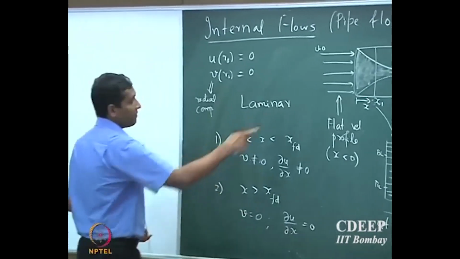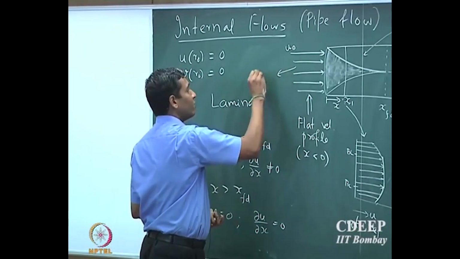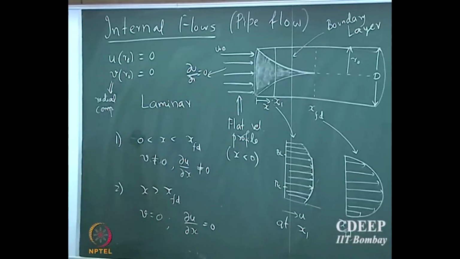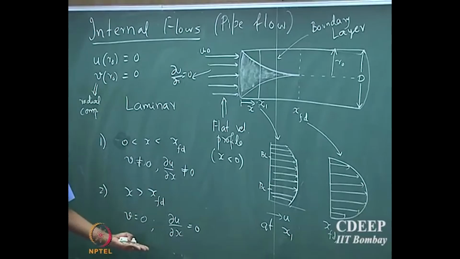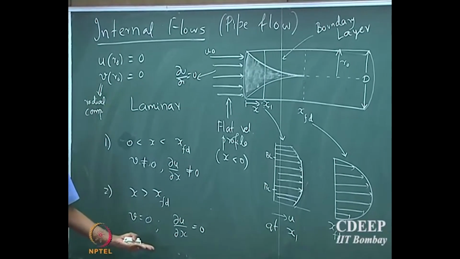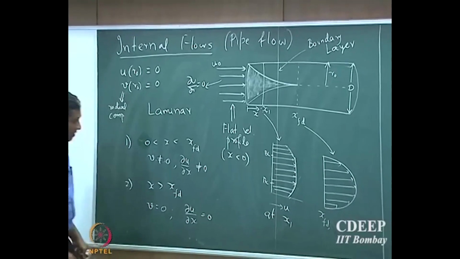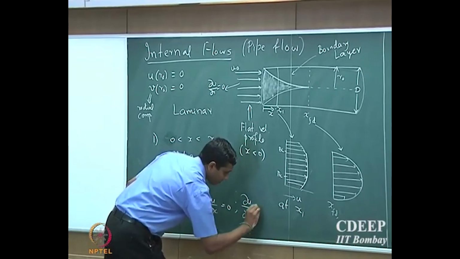So here, before the fluid enters this region, du/dr is also equal to 0 because you start with a flat velocity profile. But what has been introduced because of the presence of the wall and the retardation of the fluid, because of the viscous effects, is that du/dr is not equal to 0.